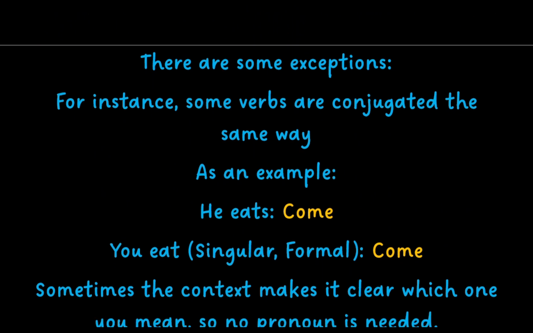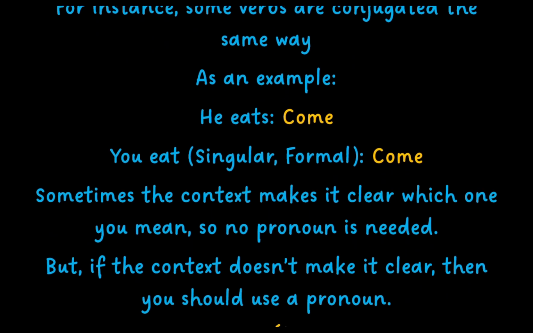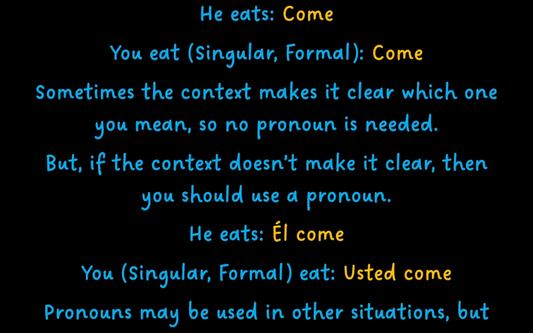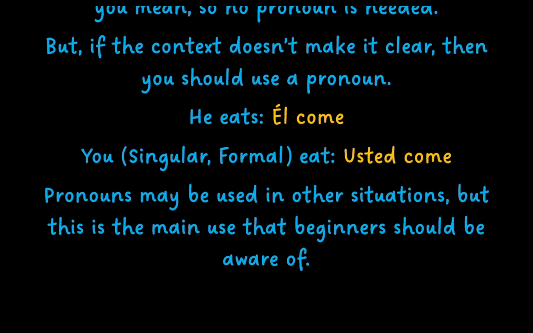With that said, there are some exceptions. For example, some verbs are conjugated the same way. As an example, he eats is come, and you eat when talking to one person formally is also come. Sometimes the context makes it clear which one you mean, so no pronoun is needed. But if the context doesn't make it clear, then you should use a pronoun. In those cases, he eats would be él come, and you eat would be usted come. Pronouns may be used in other situations, but this is the main use that beginners should be aware of.